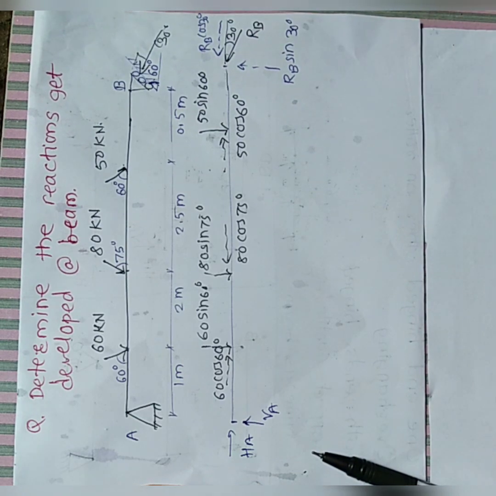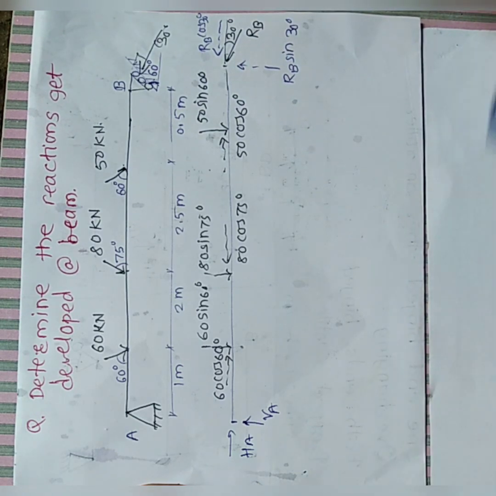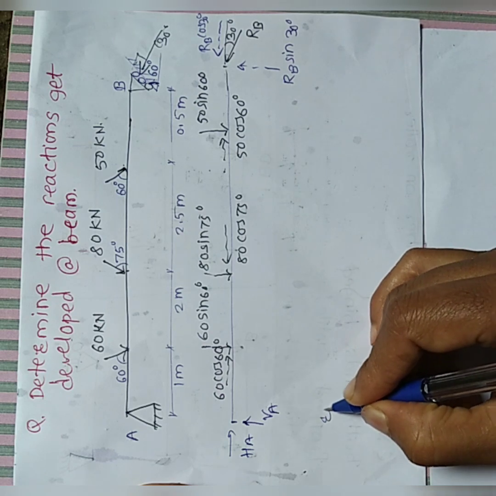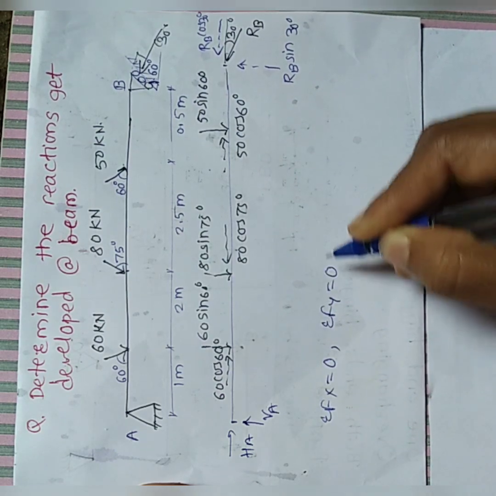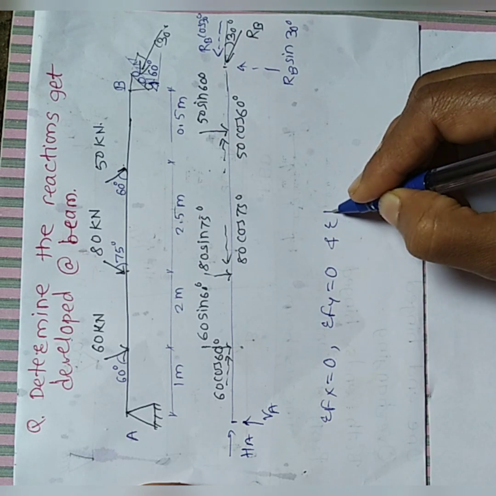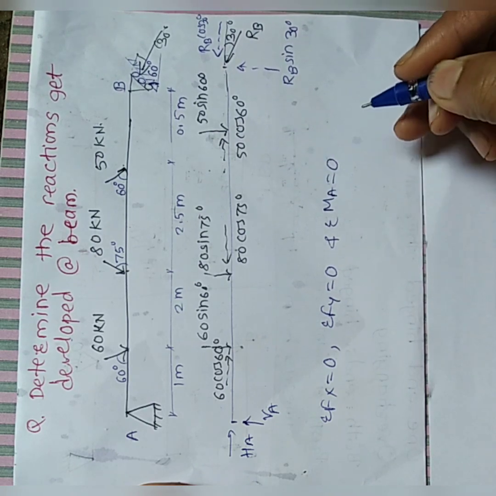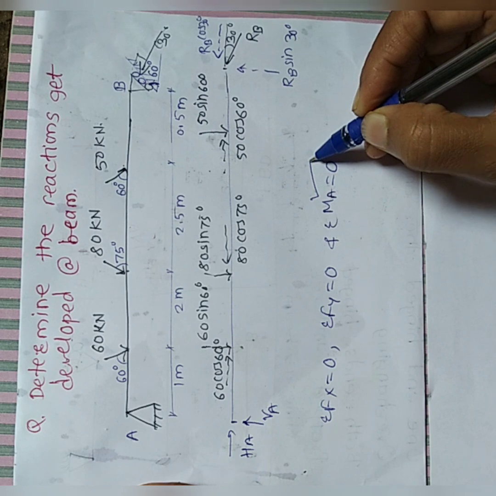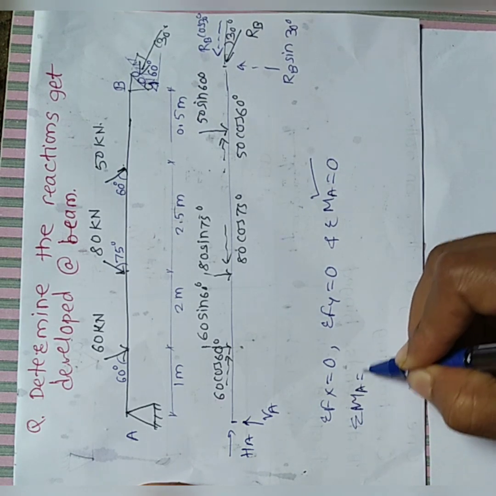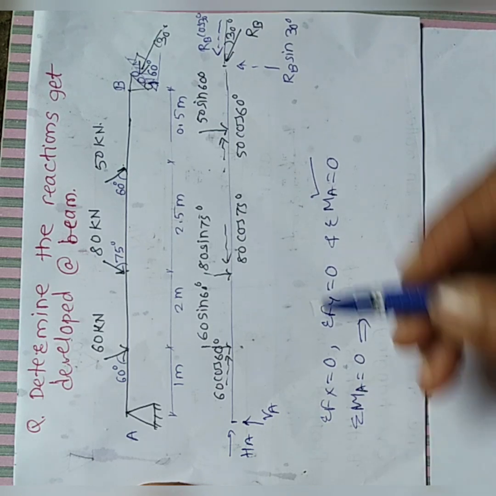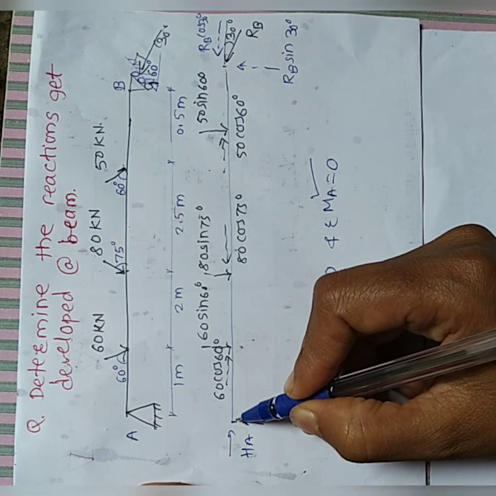Now go for equilibrium conditions. What are the equilibrium conditions? Summation Fx is equal to 0, summation Fy is equal to 0, and summation of moment at point A is equal to 0. First of all, we go for summation of moment at point A is equal to 0.